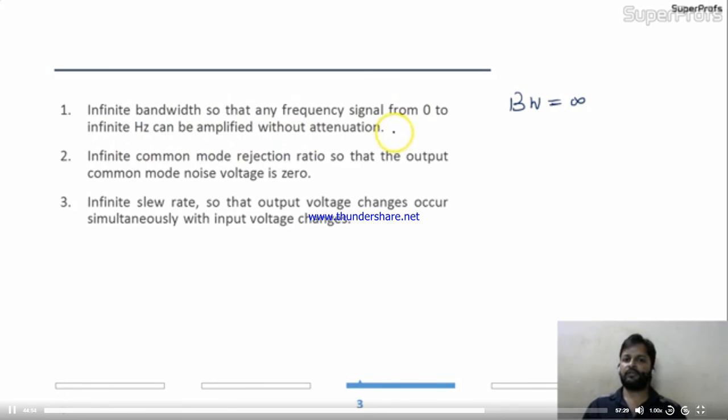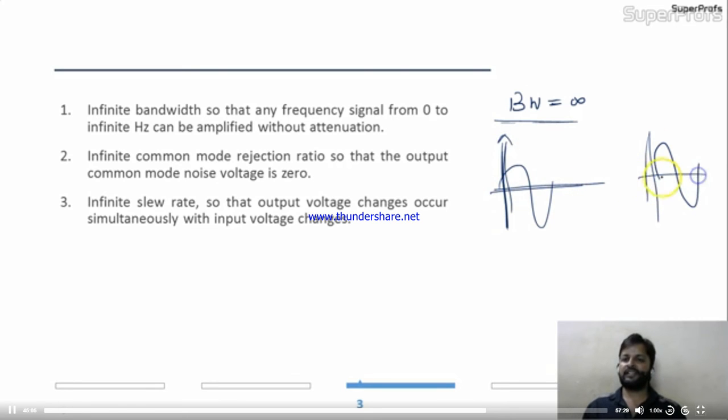be amplified without attenuation. Bandwidth high means it can take a large signal at input. High frequency signal at the input, and at the output also it can easily amplify the large signal or large frequency signal. So bandwidth should be high.